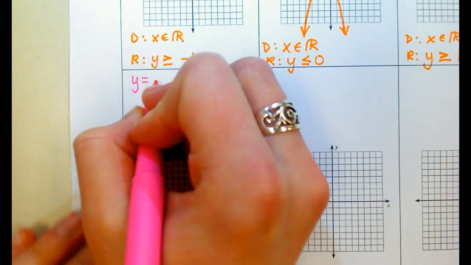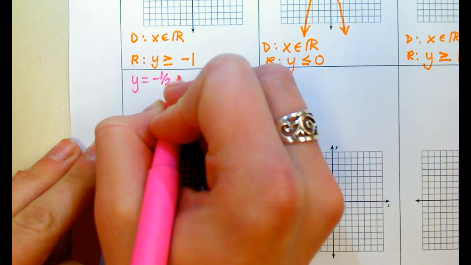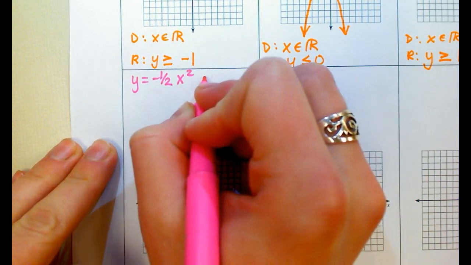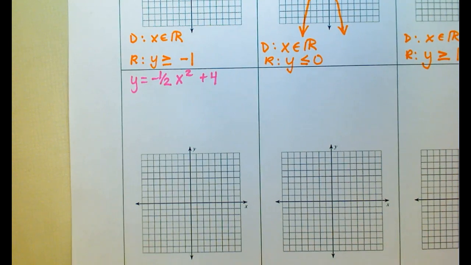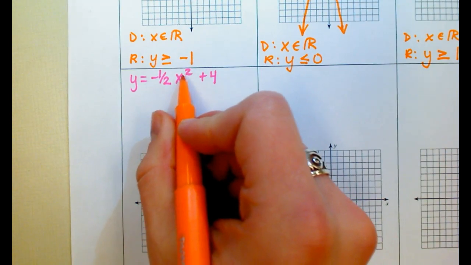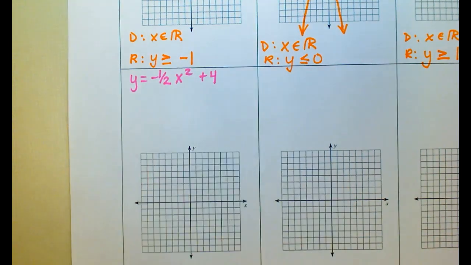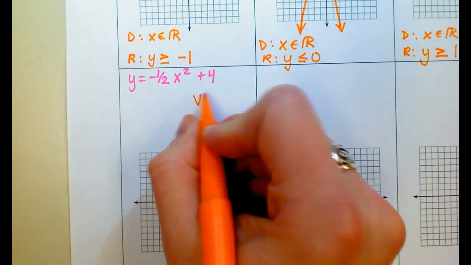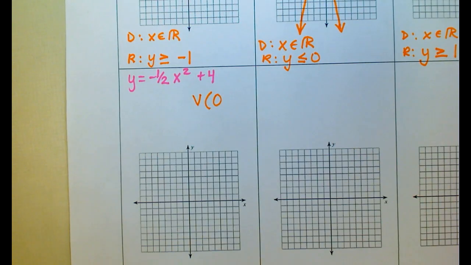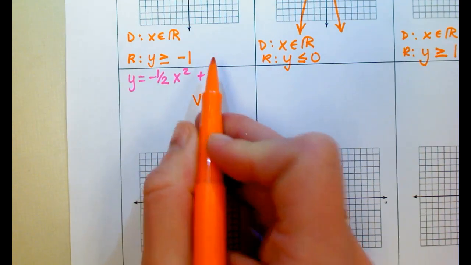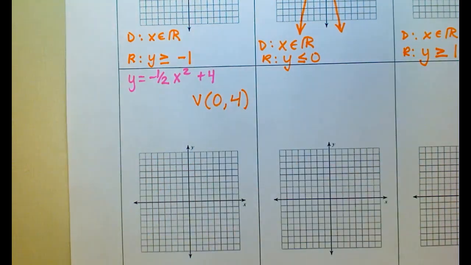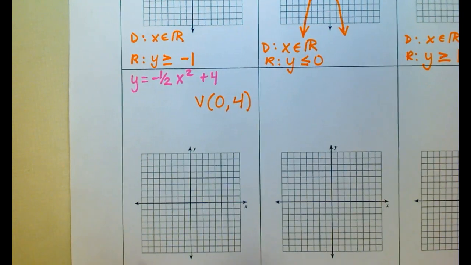y equals -1/2 x squared plus 4. Okay, first finding our vertex. Our vertex in this case, we have nothing added or subtracted inside parentheses. So my vertex has an x value of 0. And then I have plus 4, which means I'm going up 4 units. So +4.